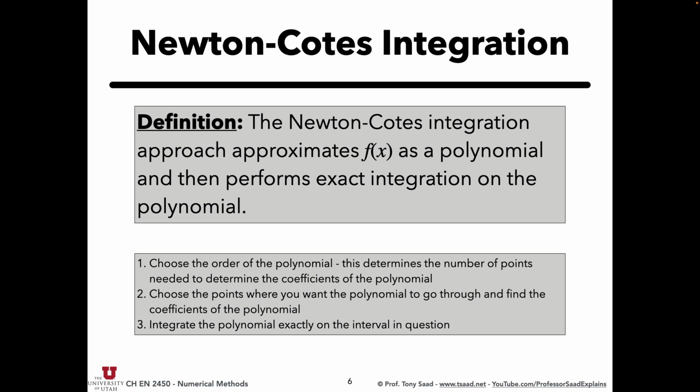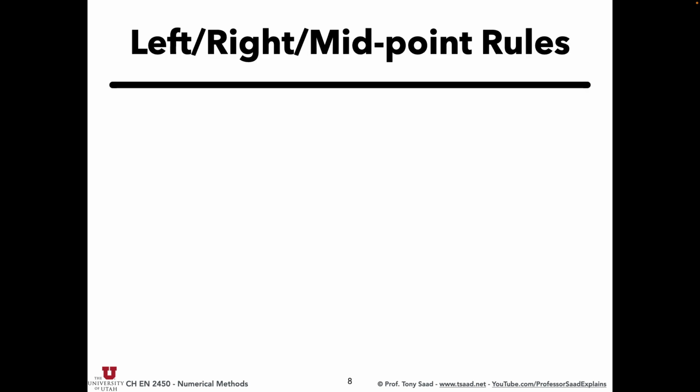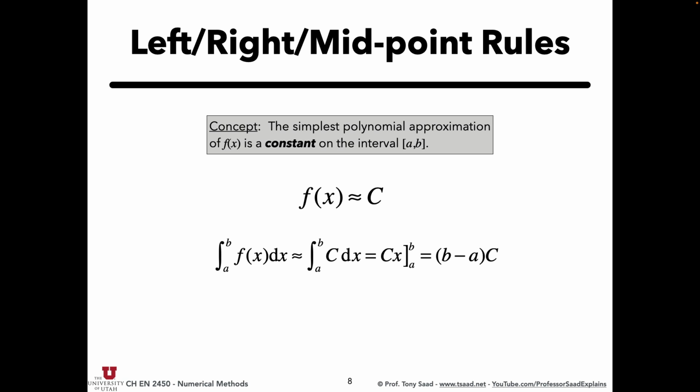We will start with the simplest approximation, and that we call the left, right, and midpoint rules. The simplest polynomial approximation is essentially a polynomial of order 0, in other words, approximate the function as a constant. So f of x is approximately equal to c. And then you say, okay, I'm going to approximate the integral of f of x by the integral of c dx. That's going to be b minus a times that constant.